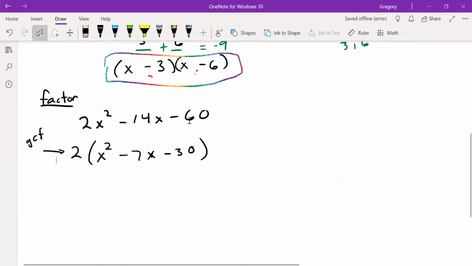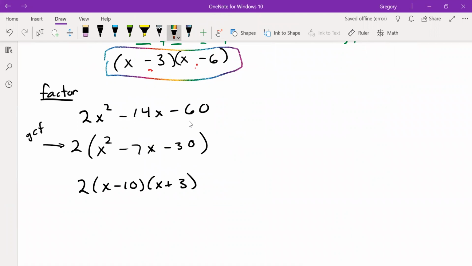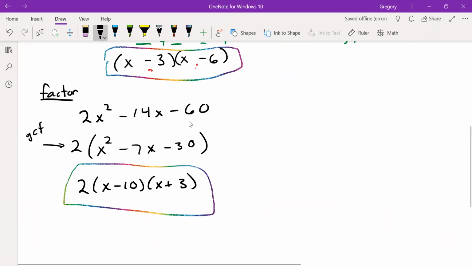So we'll just do a fast track. And this is going to be x minus 10, x plus 3. And don't forget, if you put x plus 3 first, it's fine. The order is not critical here. As long as you have all 3 parts: the GCF on the outside, and then my 2 binomials right next to them.